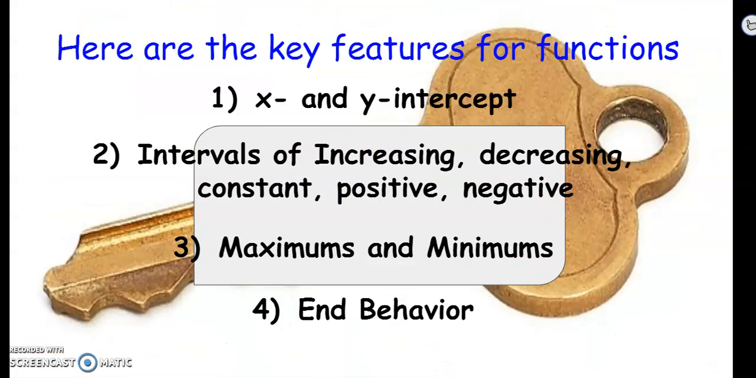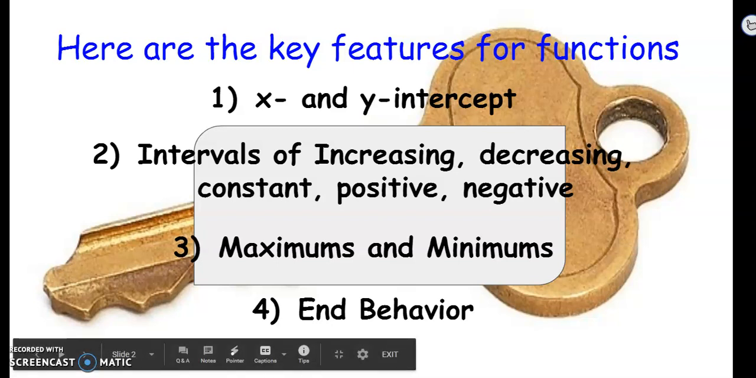All right. So the first thing is we're just going to talk about what key features we're going to look at in this lesson. So here are the key features. We have x and y intercepts. We have our intervals when it comes to increasing, decreasing, constant, positive, negative. We have our max and mins, and then we have our end behavior, like what's happening at the end of those functions or end of those graphs. What's going on there? We're going to take a look at those.